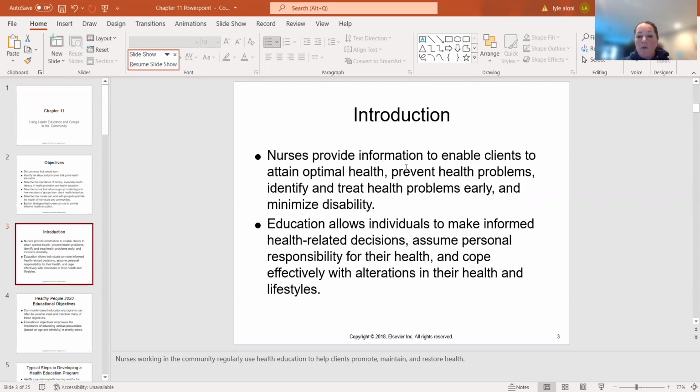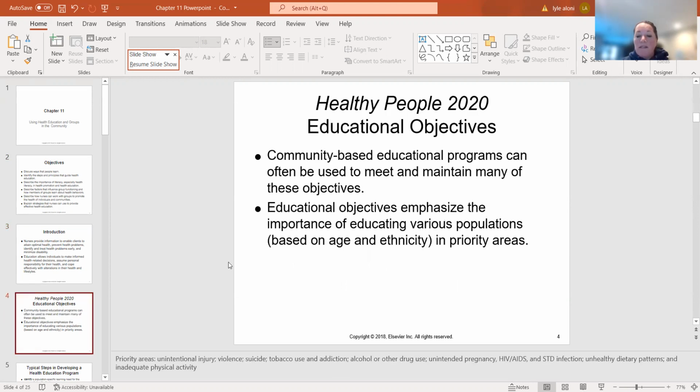So just know that we provide information to our clients, okay, and we use health education to help promote, maintain, and restore their health. Education is going to allow individuals to make informed health decisions, assume personal responsibility, and cope effectively. We're going to take a quick look at Healthy People 2020 objectives.